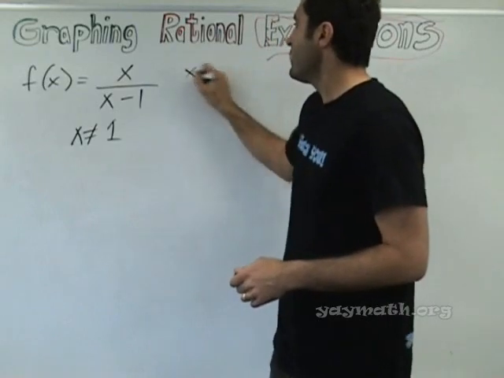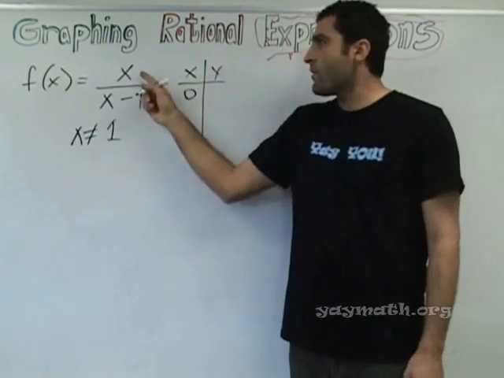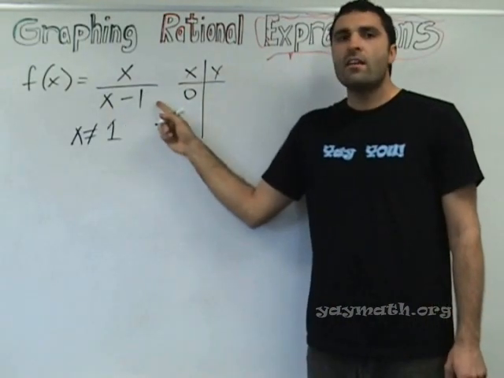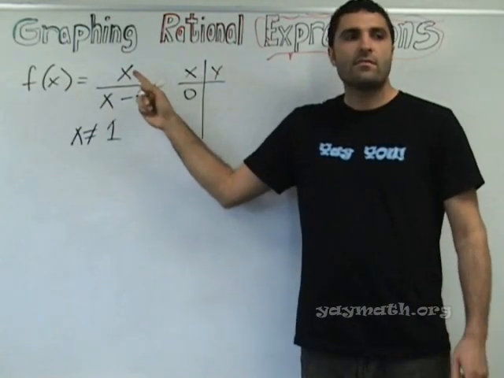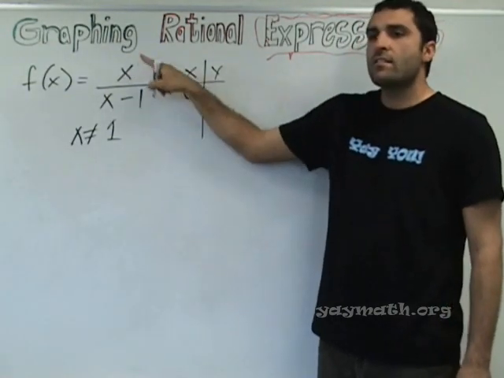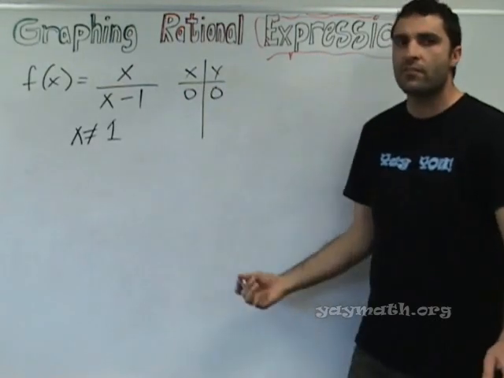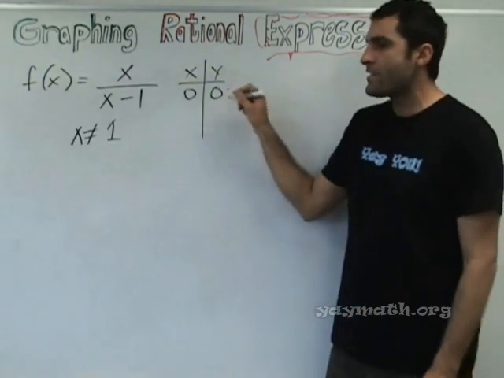For example, if x were 0, this would be 0 here and 0 minus 1. It's 0 over negative 1, which is? Zero. 0, right? So 0, 0 is on the graph. Alrighty, so that's that one.